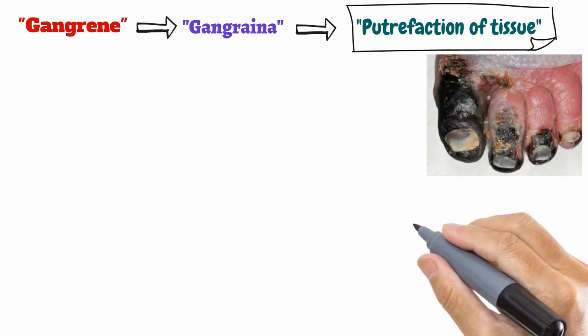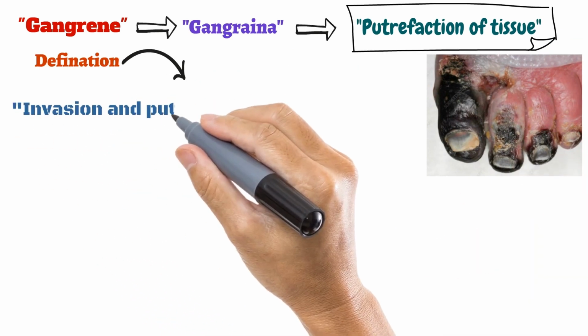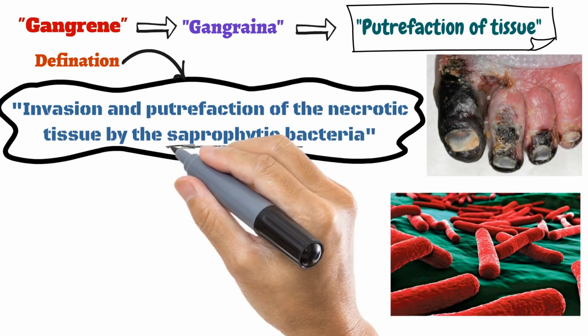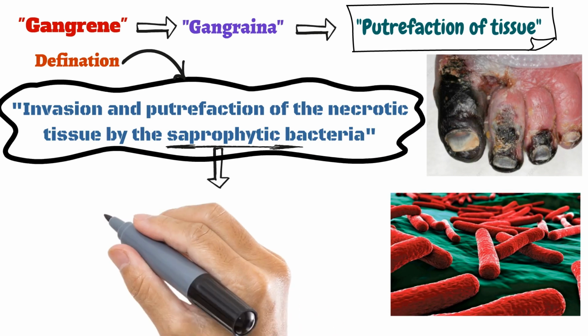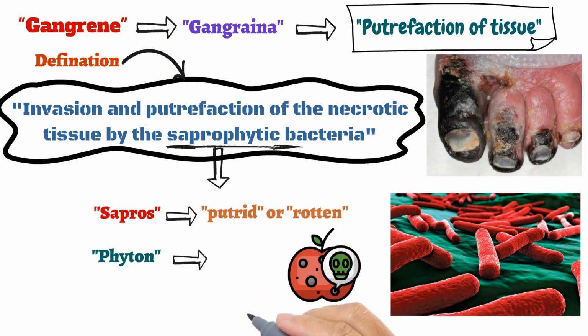The word gangrene comes from the Greek word gangrenia, which means putrefaction of the tissue, meaning rotting of the tissue. Gangrene is defined as invasion and putrefaction of the necrotic tissue by saprophytic bacteria. The word saprophytic is made from two words: sapros, which means putrid or rotten, and phyton, which means plant.